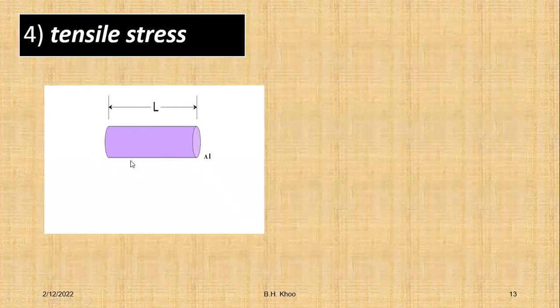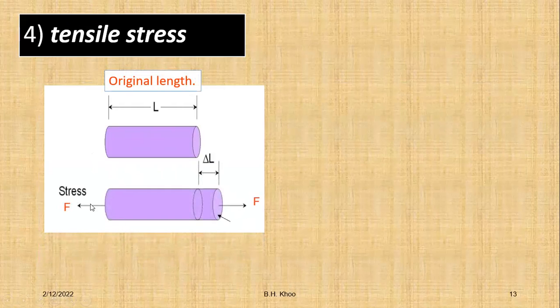Okay, there's the length. Right? We call it tensile stress. Tensile is for tension, stretching. So L is called the original length. And then we apply the force. This one usually is attached to the ceiling. Right? So these are the stress. And then there's an increase in length, delta L.